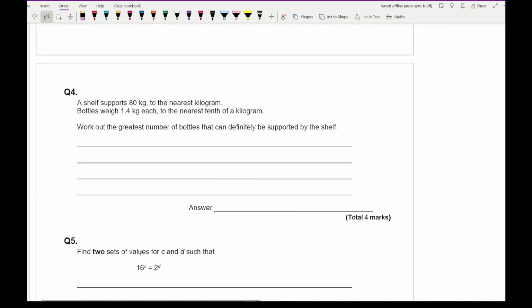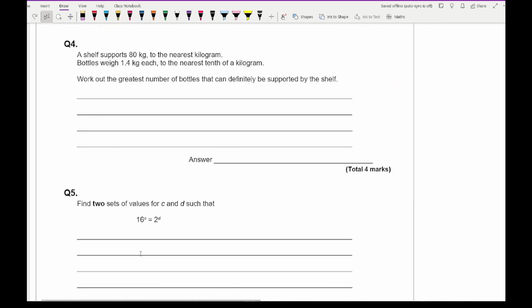Moving on to question 4, it says that a shelf supports 80 kilograms to the nearest kilogram, and bottles weigh 1.4 kilograms each to the nearest tenth of a kilogram. Work out the greatest number of bottles that can definitely be supported by the shelf. So first things first, you always want to state the upper and lower bounds for each of these. So for the shelf, it's going to be 79.5 to 80.5, and for the bottles, it's going to be 1.35 to 1.45. And again, you always want to state that.